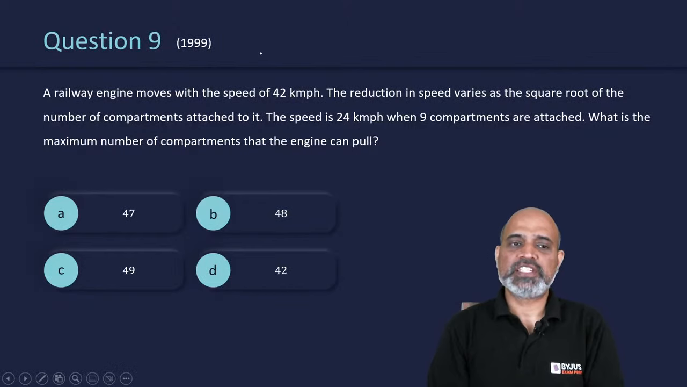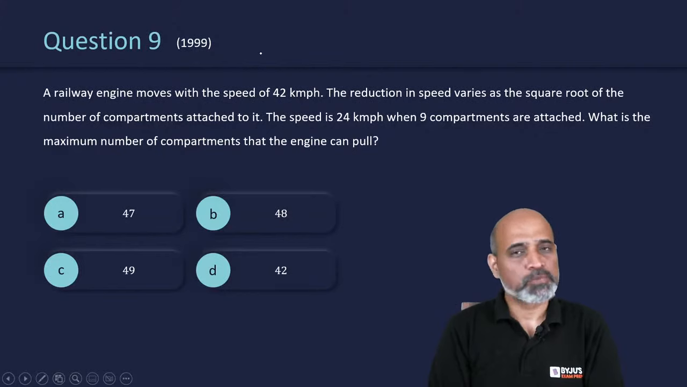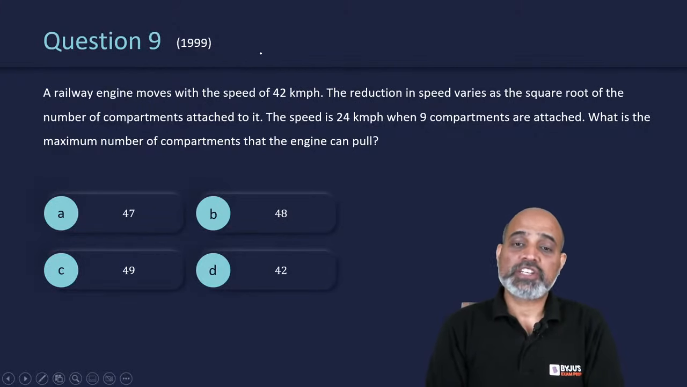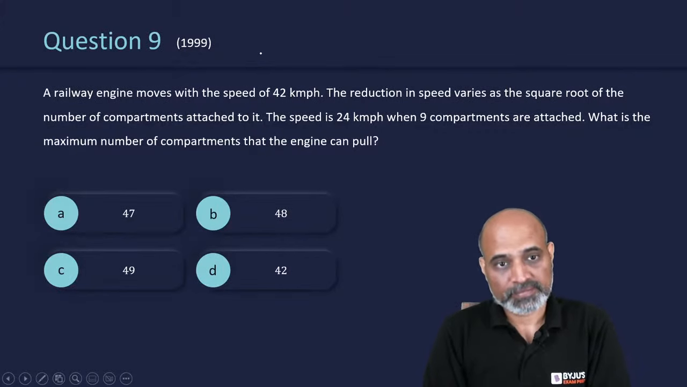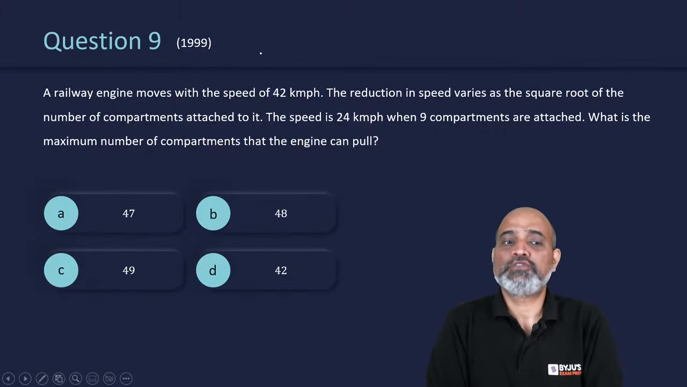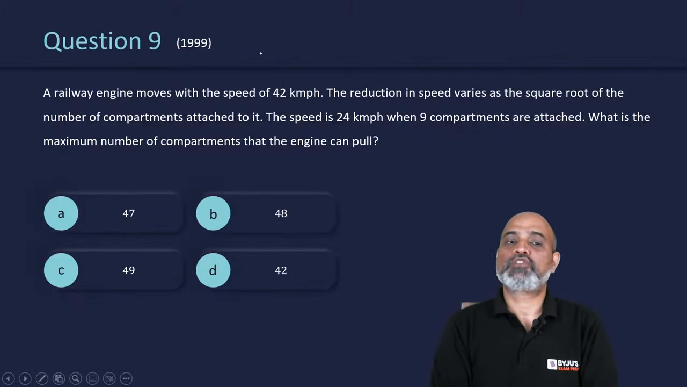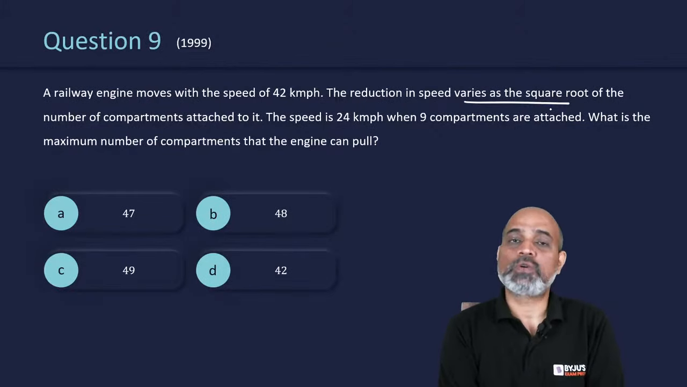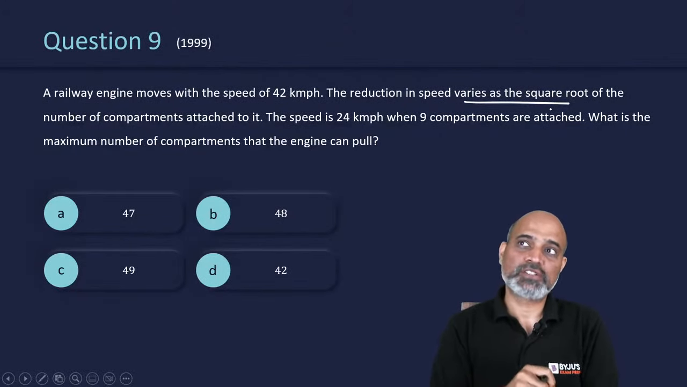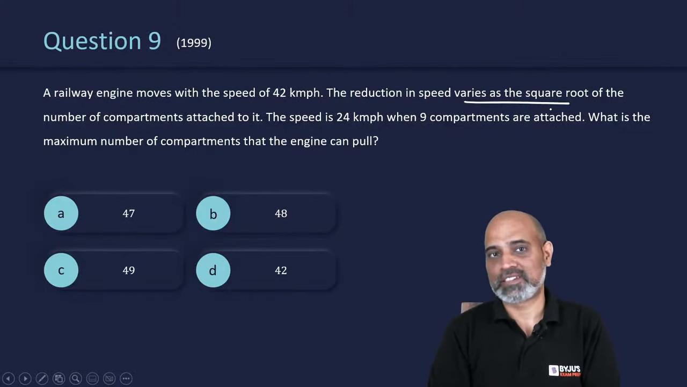Next one is a railway engine moves with a speed of 42 km per hour. Again, this has to do with time, speed and distance. The reduction speed varies as the square root of the number of compartments attached to it. The speed is 24 km per hour when 9 compartments are attached. What is the maximum number of compartments that the engine can pull? The moment you have it varies as the square root, we realize that this question has to do with proportion and variation and not TSD.